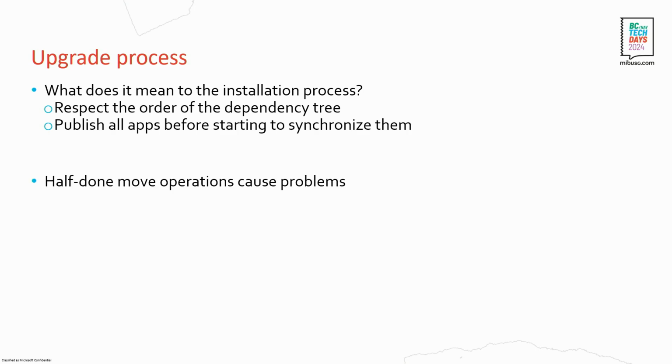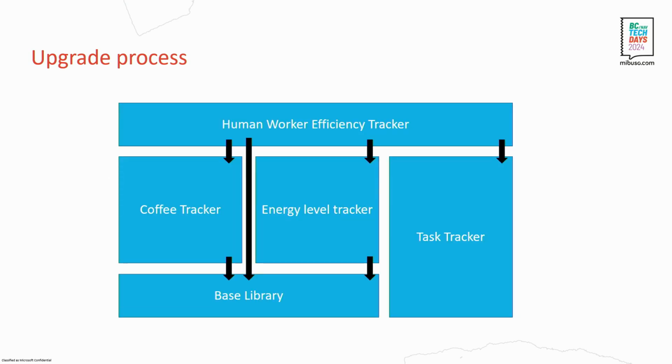Because another situation that we might come into is if we do a half-done move, then we can also get into situations where a table has been renamed, and then the system cannot find it under the original name. So we need to make sure that all the apps have been published, been synced, and been installed, and now we're in good shape again, so we can actually have a fully working system. So if we take a look at how that would look in the real-world scenario, we would publish all of them in the dependency tree order, and then we will start syncing, and of course, last, we will do the install for all the apps here.